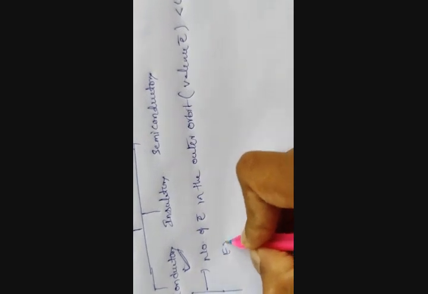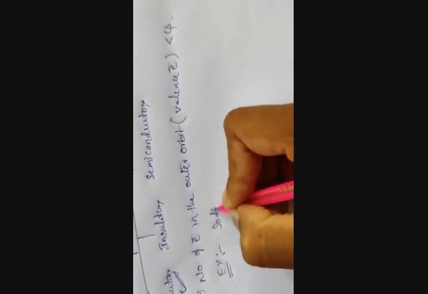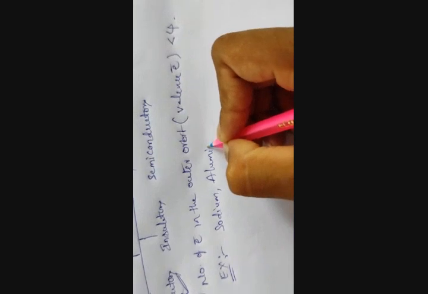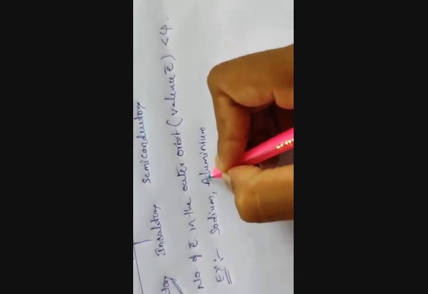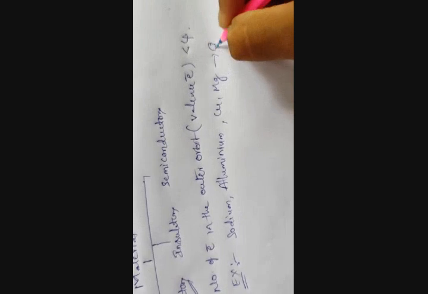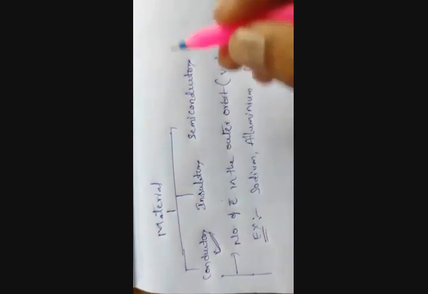Examples of conductors are, we know, sodium, aluminum, copper, magnesium, which have 3 valence electrons. So we previously said that materials having less than 4 valence electrons are known as conductors.